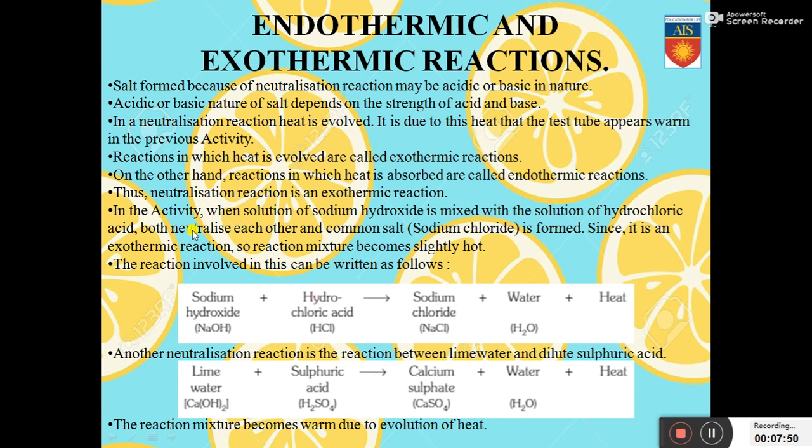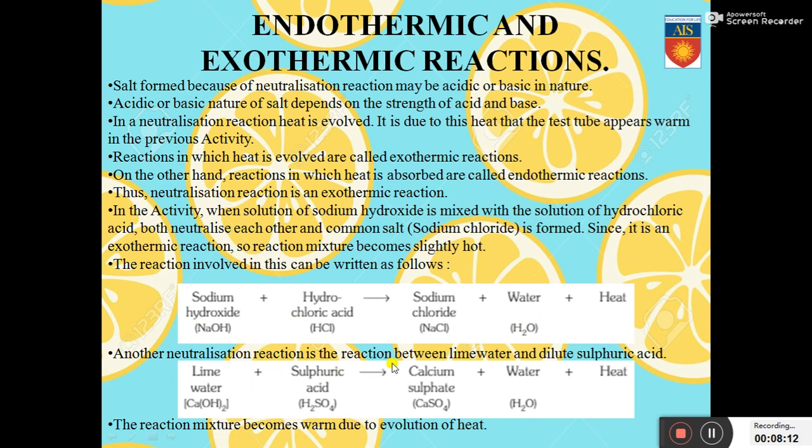So look into this reaction. The reaction involved in this can be written as follows. This is there in your book as well. Sodium hydroxide, NaOH, reacts with hydrochloric acid, HCl. Na comes together with Cl and H2O is left behind. So water is formed, heat is being produced and sodium chloride is being formed.